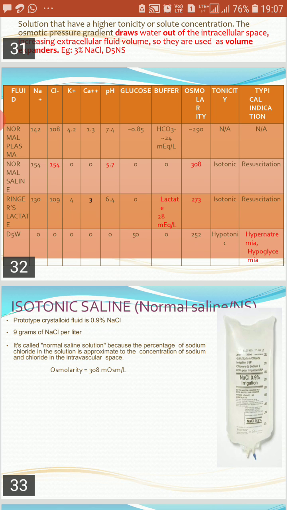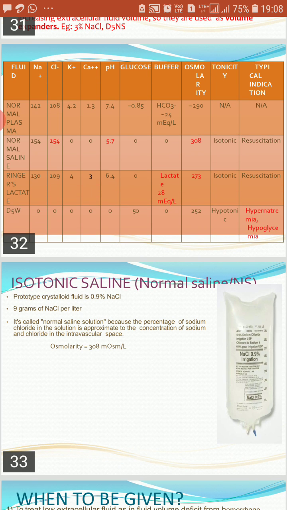Osmolarity is 293. 5% dextrose water has no sodium, no chloride, only energy. 50 milligram of glucose. Hypotonic, because why hypotonic? Because when we give it glucose, it is metabolized and only fluid remains, water remains. That is why it is hypotonic.